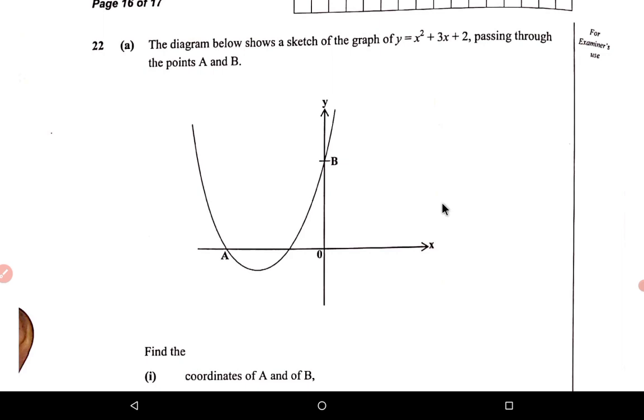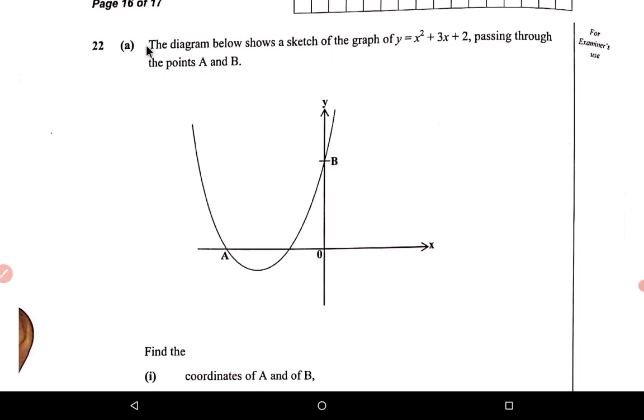I've recorded about 4 videos for this particular question paper: 2024 Mathematics Paper 1, Part 1, Part 2, Part 3, Part 4, and this will be the last one that we'll be doing.